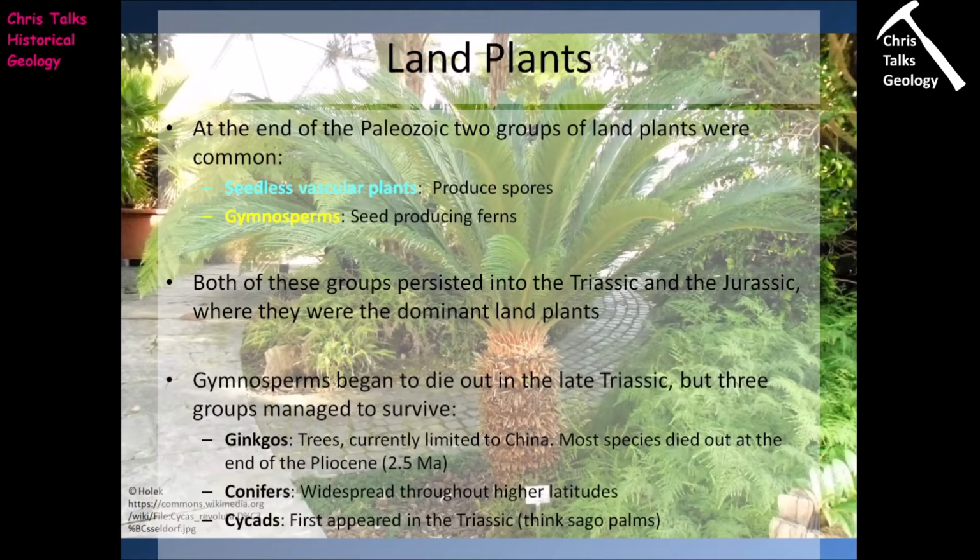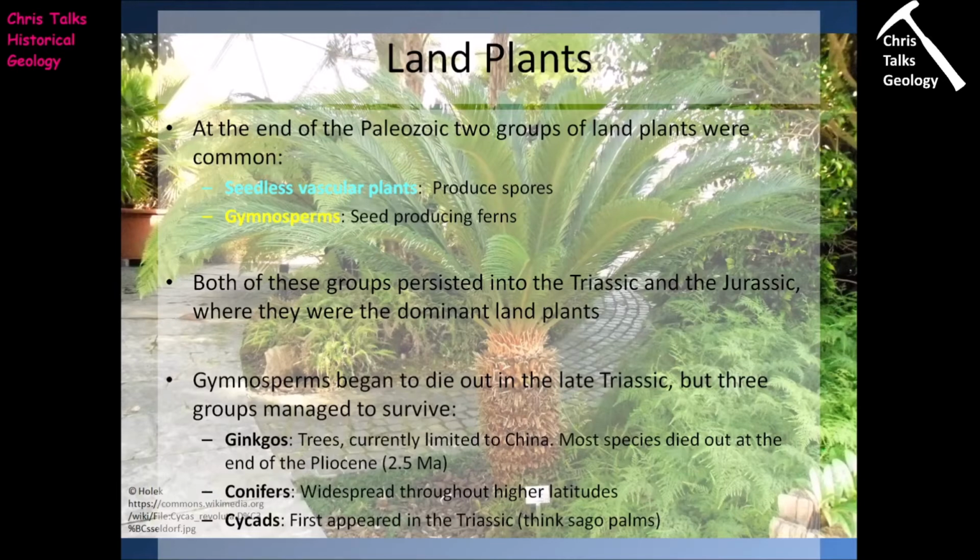Now, gymnosperms actually begin their retreat in the late Triassic. So in terms of gymnosperms, the Jurassic is a period of, on the whole, decline. Now, when it comes to the gymnosperms, three groups of them have managed to make it from the Mesozoic to the present day. So these three groups are the ginkgos, and that's a tree-like organism which is currently limited to areas of China, and most species died out about 2.5 million years ago at the start of the last ice age. The other group, and arguably the best known of the gymnosperms, are the conifers.